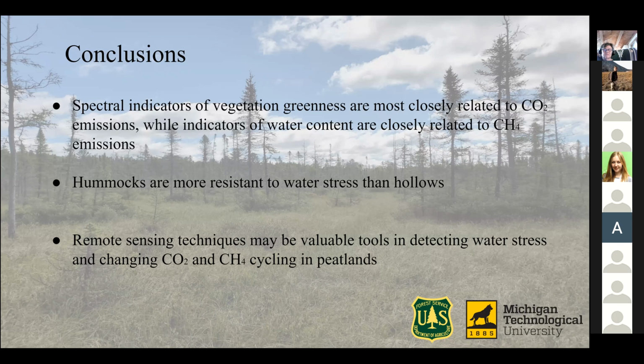And finally, we found support for the use of remote sensing techniques to detect water stress and changing carbon dioxide and methane cycling, which could potentially be used in large-scale systems that would otherwise be difficult to access. And tracking these changes are crucial as we enter a period of such uncertainty surrounding the status of these critical ecosystems. So thank you.